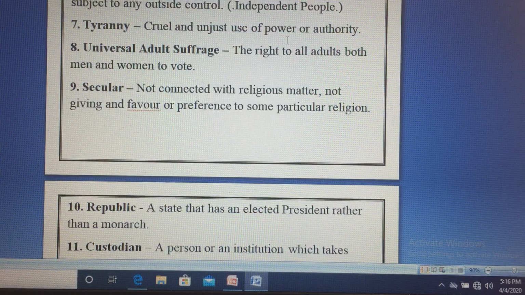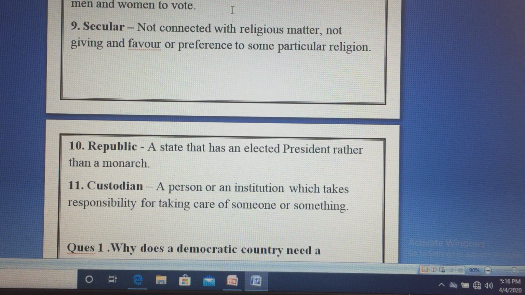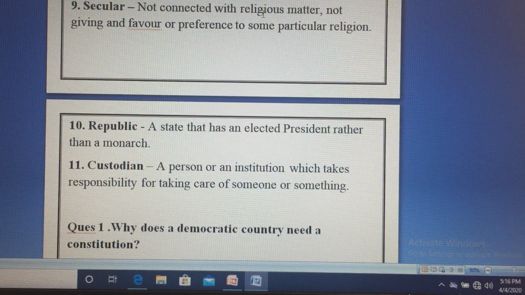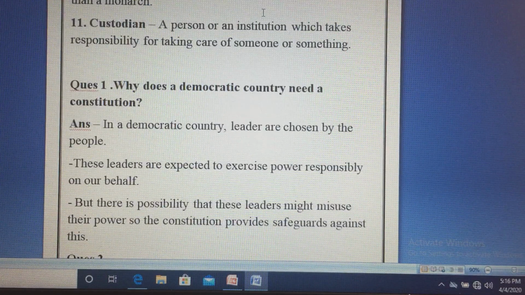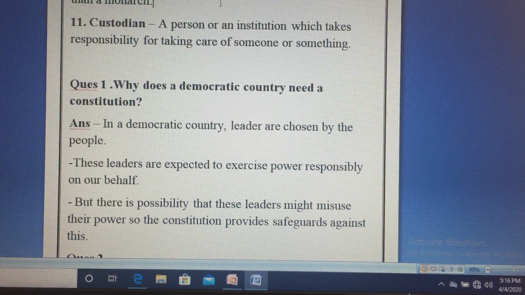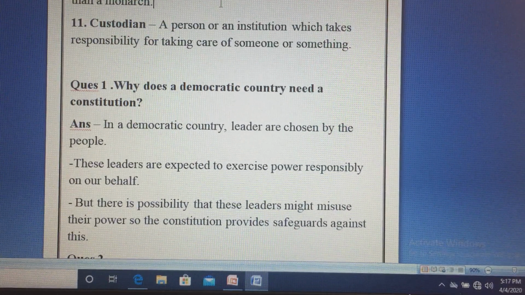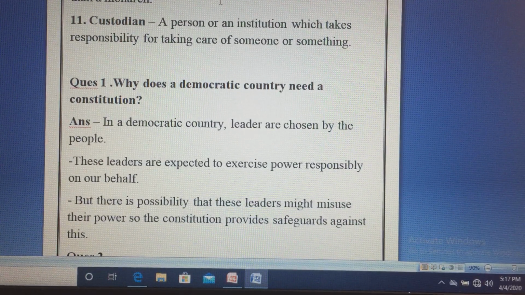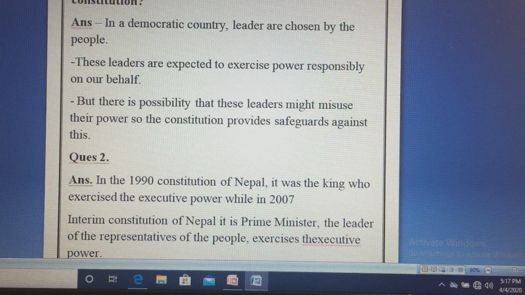Tyranny means cruel and unjust use of power. Universal adult franchise, I believe you all know, is the right of all adults, both men and women, to vote. Secular means not connected to any particular religion, and allowing all religions to function properly. Republic: a state that has an elected president rather than a monarch. So India is a republic because our president is elected. Custodian: a person or an institution that takes responsibility for taking care of someone or something. So that is what a custodian means. Now let's move on to question answer.